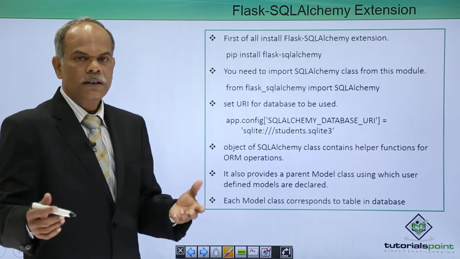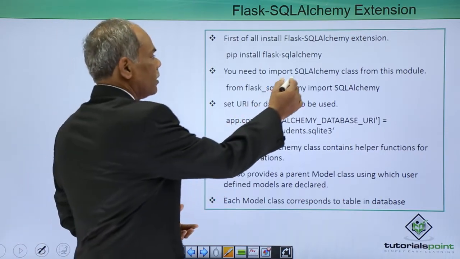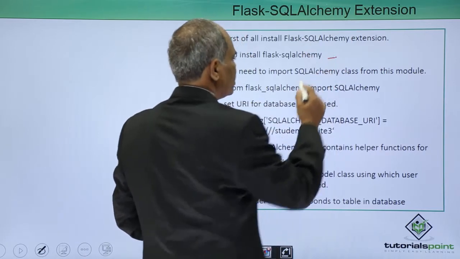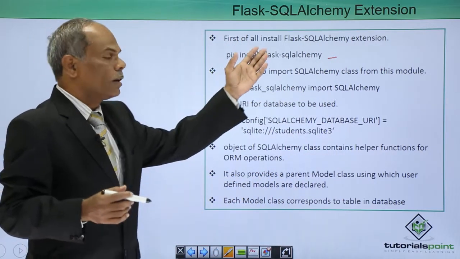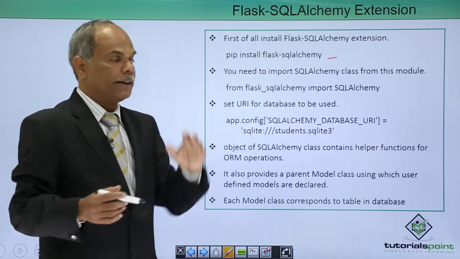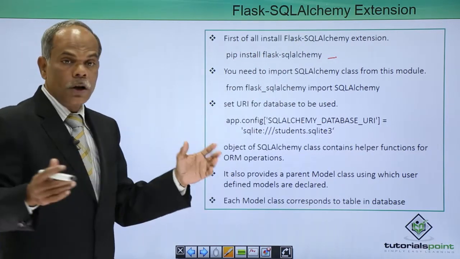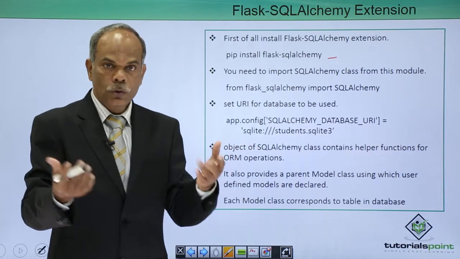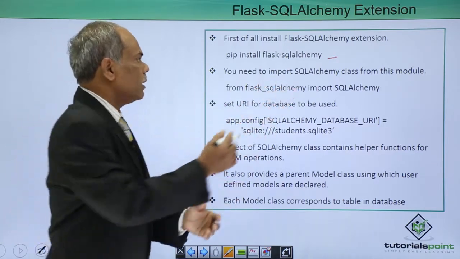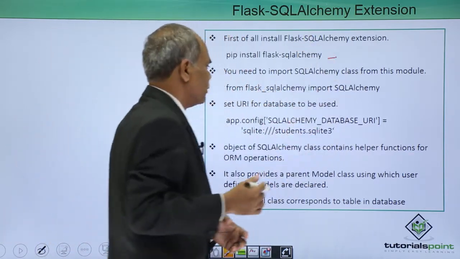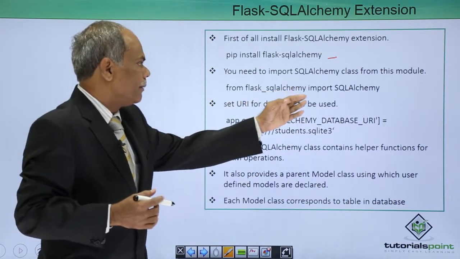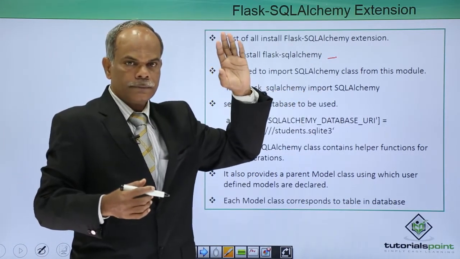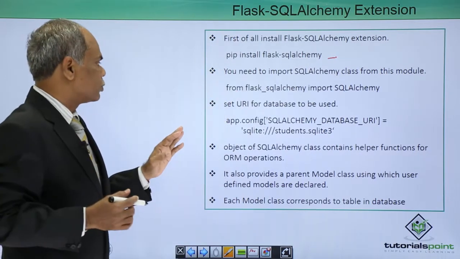So obviously you will have to install the extension by using the pip utility. Pip install Flask-SQLAlchemy will install it. In order to use the facilities, you have to import the SQL Alchemy class from this module. The statement is: from flask_sqlalchemy import SQLAlchemy. That is the mandatory step that you must do.